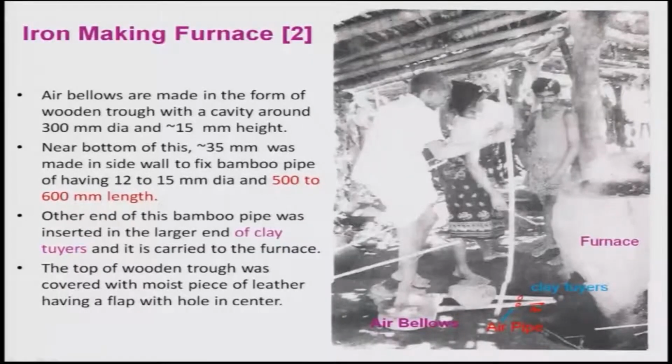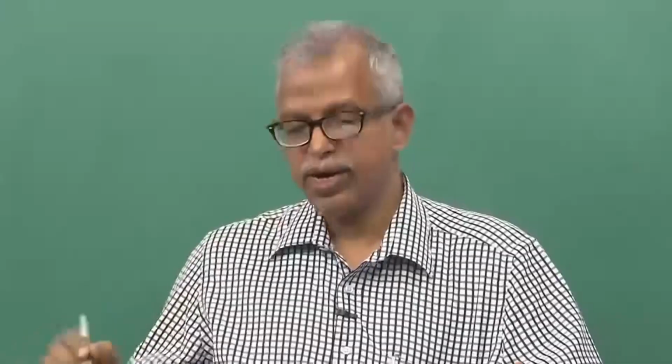The top of the wooden trough was covered with a moist piece of leather, and here the leather will be there, this is the place, and the leather has a flap with a hole in the center. It will be moving up and down, so that air will be coming in and then passing through. There will also be a valve which will be closing it, so that air will get into this leather, and then go up, and when you push it, air will be getting into this pipe.